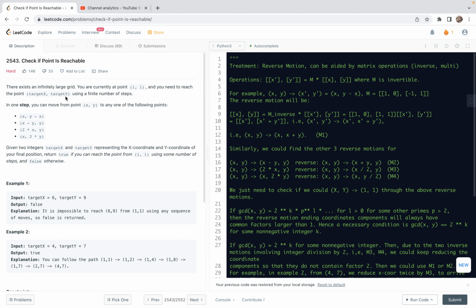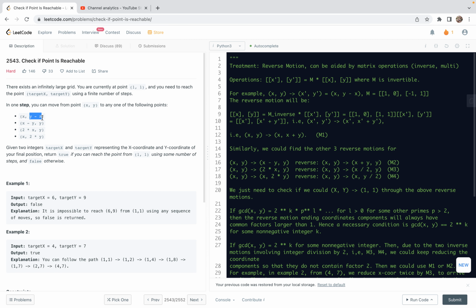First, the problem statement. There exists an infinitely large grid. We are currently at point (1, 1), and we would like to reach the point (targetX, targetY) using a finite number of steps. In one step, we can move from point (x, y) to any of the following points. There are 4 points corresponding to 4 different operations.